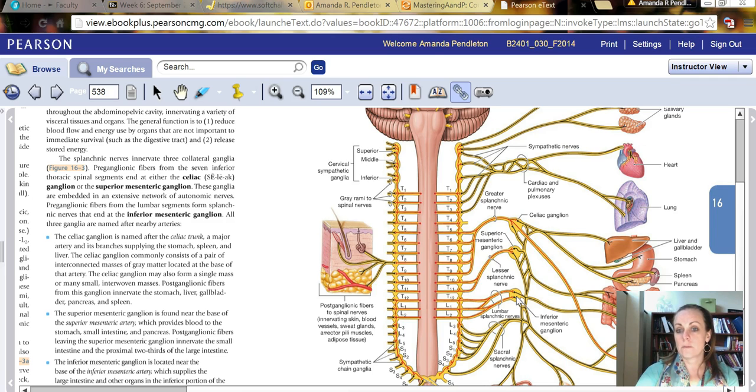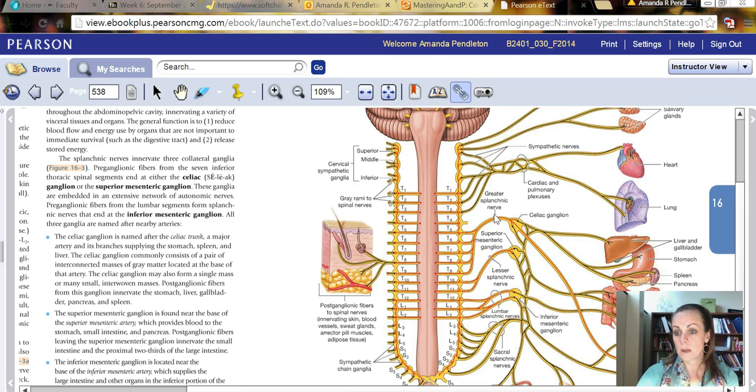You may notice that in some of these cases we have a thing called a splanchnic nerve. That is a preganglionic neuron that has passed through the sympathetic chain ganglion without synapsing, and it keeps on going, and it does not synapse until one of these three collateral ganglia. So that makes it a splanchnic nerve.